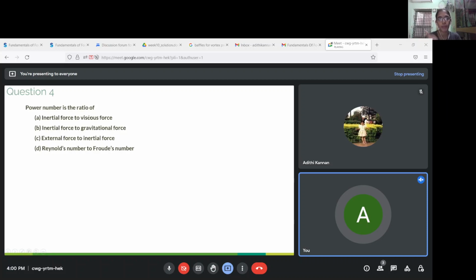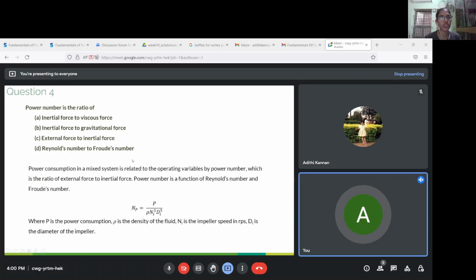So all these numbers, power number, Reynolds number and Froude's number, are dimensionless variables that are used to define mixing in a particular system. You can use Reynolds number, Froude's number and power number to determine how efficient the mixing process is and how much power is required to maintain that sort of mixing. So you'll need all these three numbers to determine the mixing process, the power requirement and so on. That we'll discuss at the end of this lecture. So inertial force to viscous force is Reynolds number. Inertial force to gravitational force is Froude's number, and your external force to the inertial force is your power number.